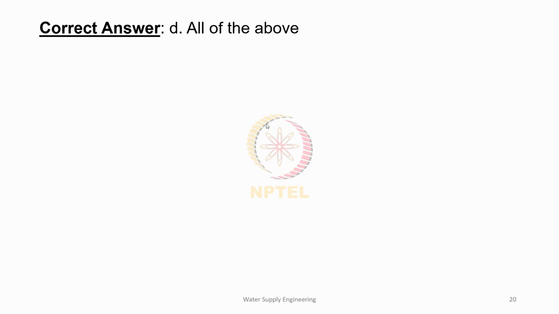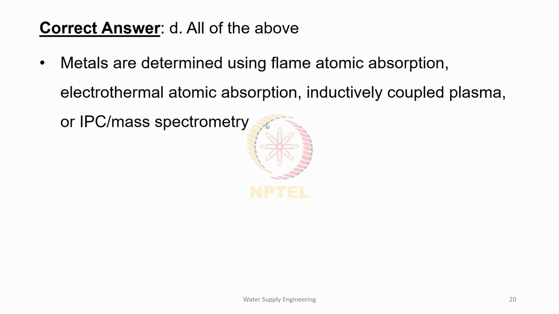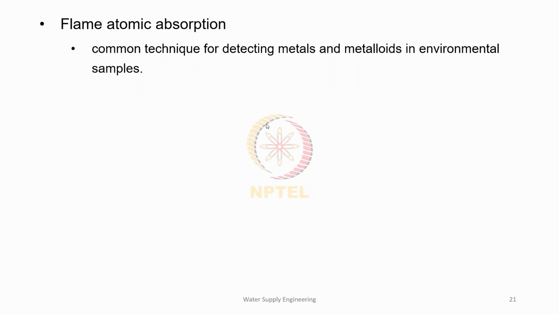Okay. Option D, all of the above, is the right answer. Metals can be determined using flame atomic absorption, electrothermal atomic absorption, inductively coupled plasma, or ICP, or mass spectrometry. So we'll see each one of them. Flame atomic absorption is a common technique to determine metals and metalloids in environmental samples, for example, a water sample. So it's a reliable and simple to use technique.